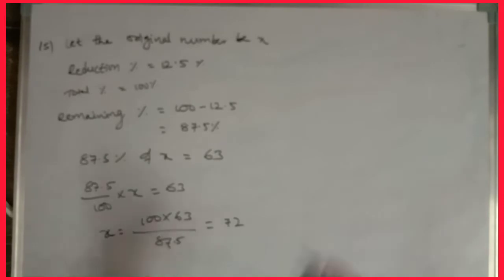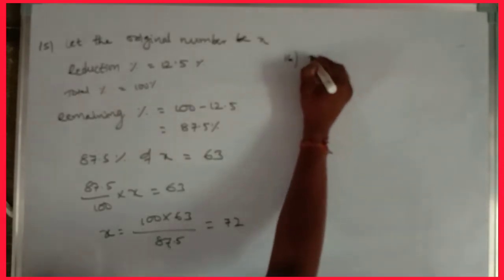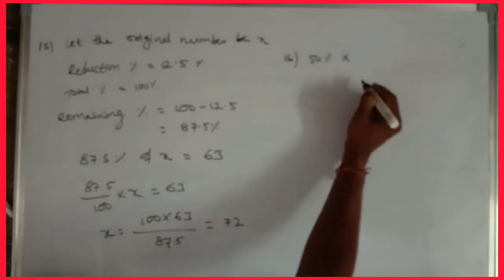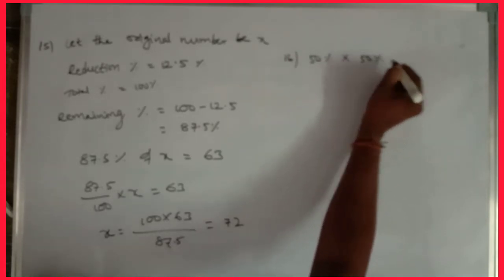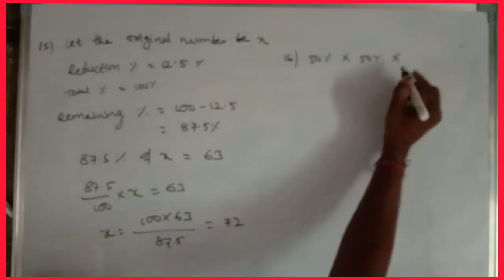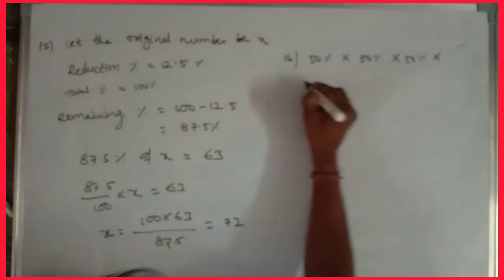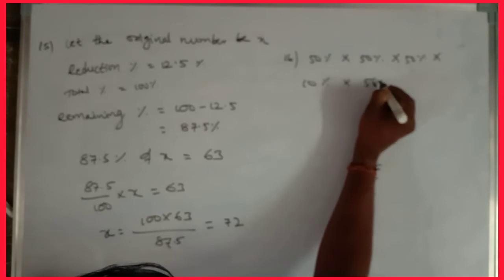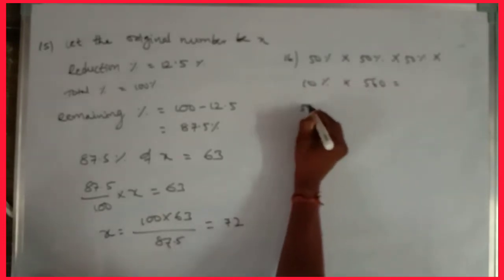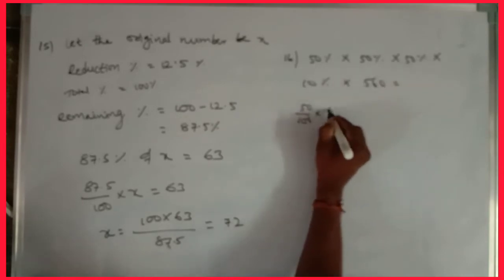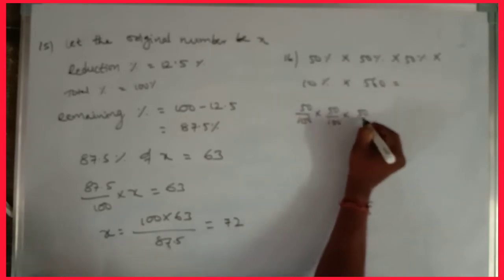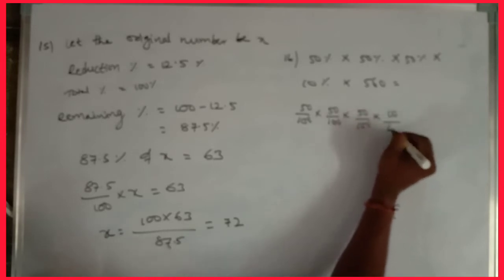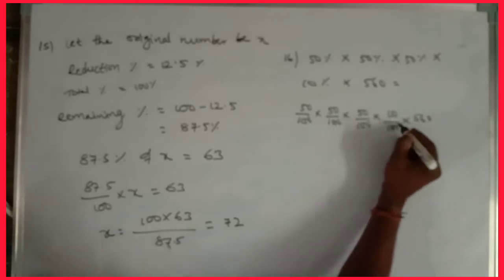In the same way, the 16th one is 50 percentage of 50 percentage of 50 percentage of 10 percentage of 560. That is 50 by 100 into 50 by 100 into 50 by 100 into 10 by 100 into 560.